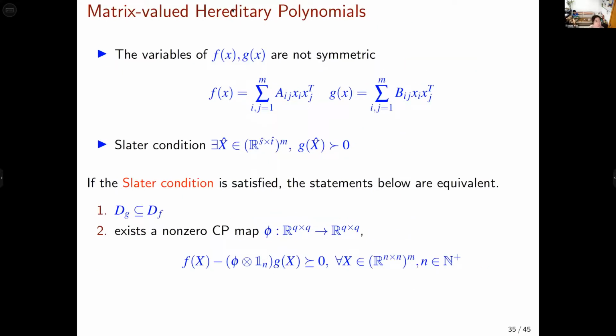And this page is about the corollary of theorem 1. In this case, we don't assume the variables of F and G are symmetric. And we assume that F and G have such a special form, and then the Slater condition. And in this case, the projection P is not necessary. And condition 1 is: the positivity domain of J is included in the positivity domain of F.